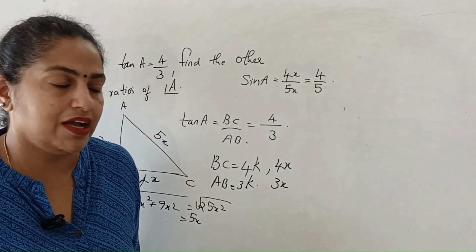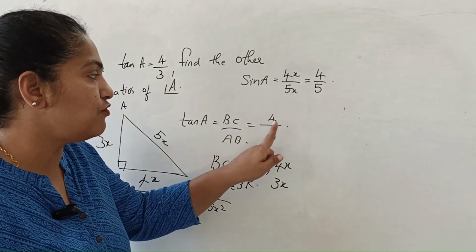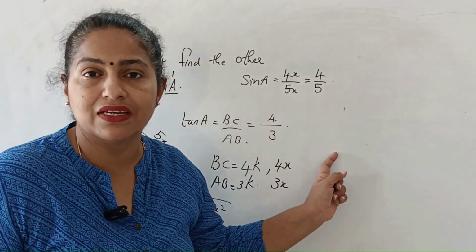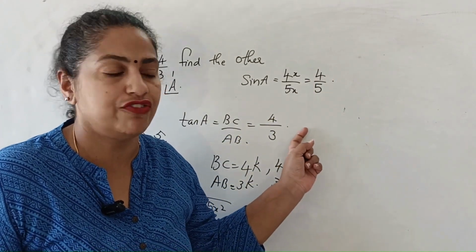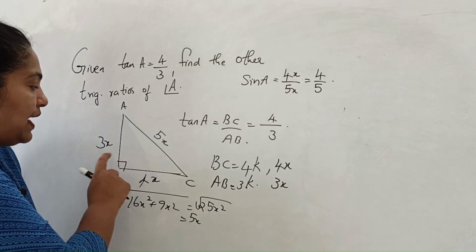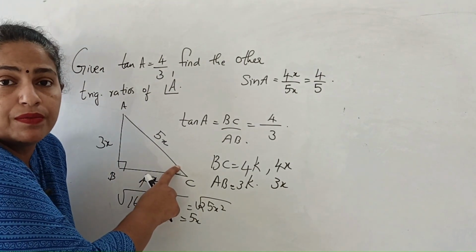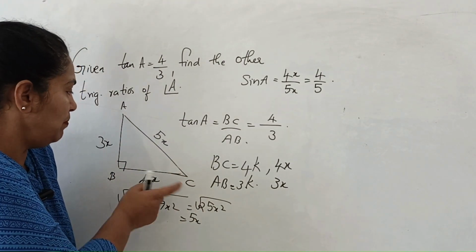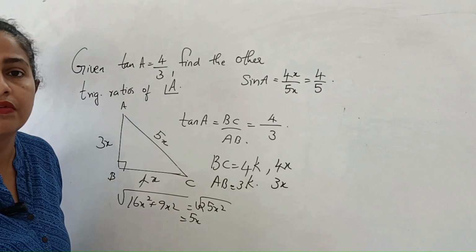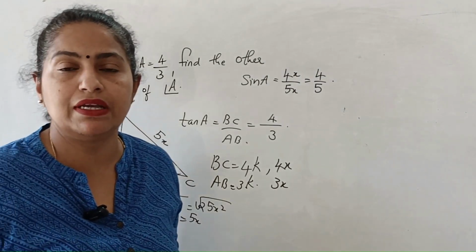Now, do you understand why, even if you take the sides as 4 and 3, you will get the correct answer? Because again, it is a ratio. When you take this as 4 and this as 3, this becomes 5. So my sine A will become 4 by 5. So, the final answer will be correct.